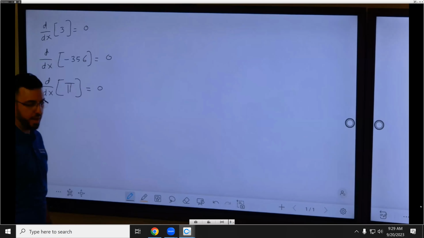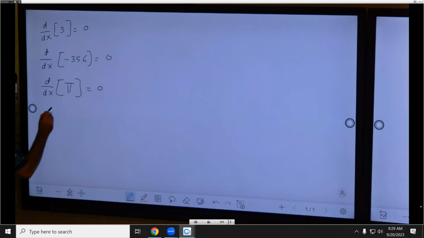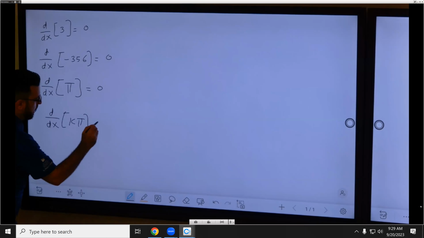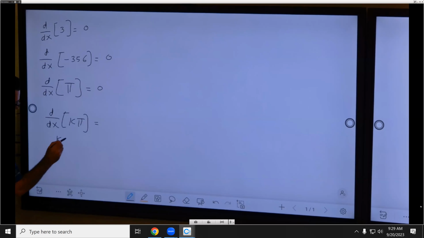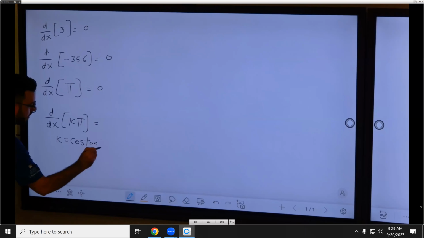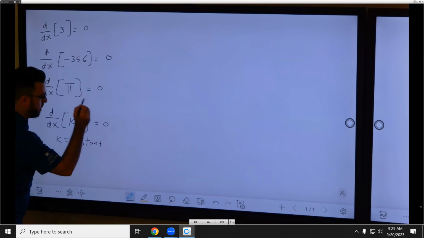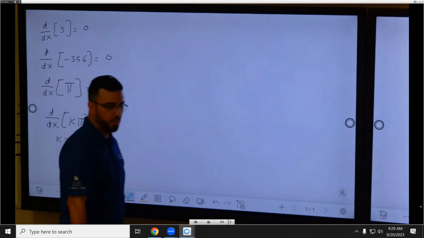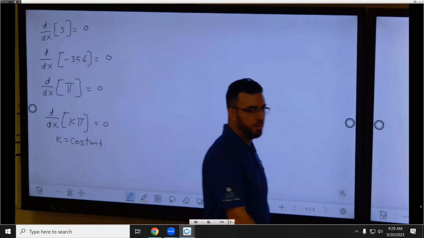Keep this in your mind. The derivative of k pi, and k is a constant. Okay, so also it's going to be zero. Okay? Is that okay?